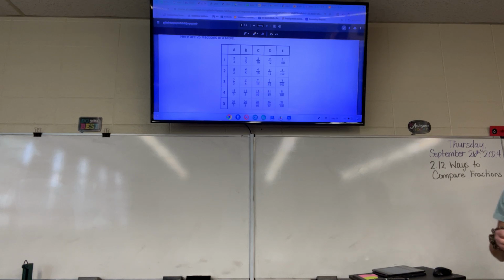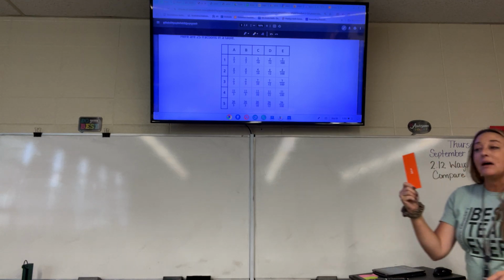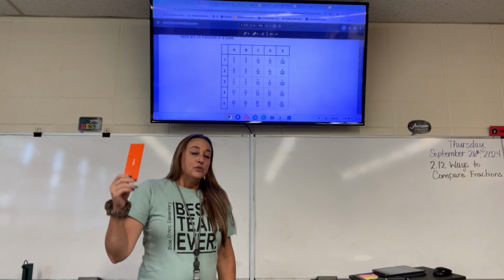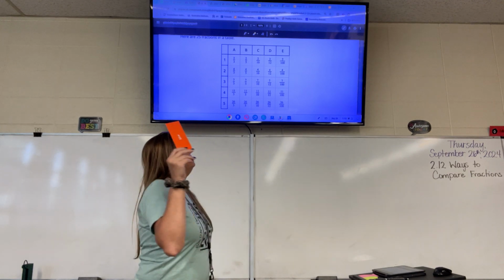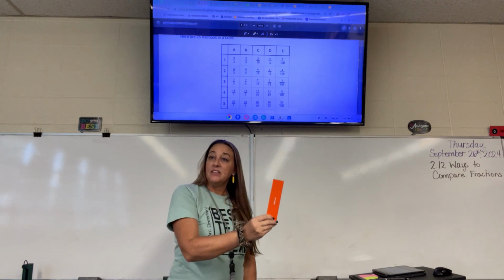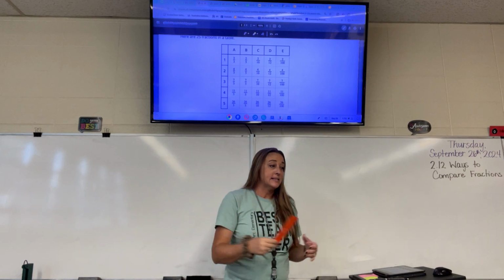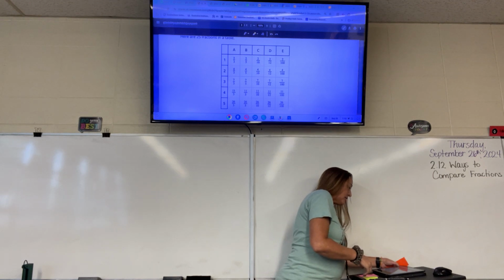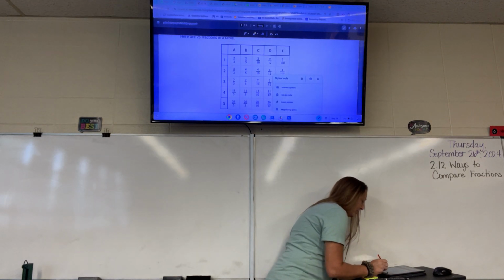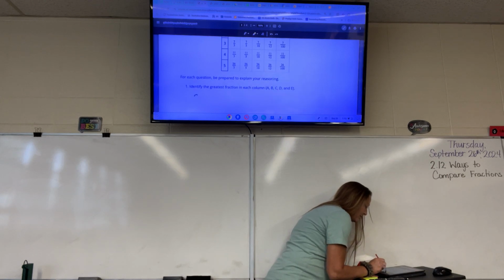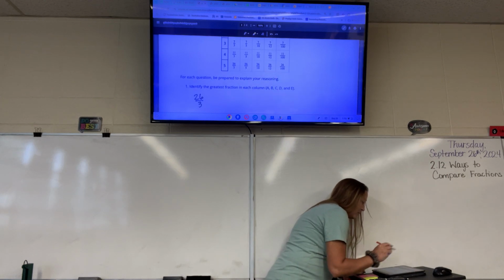26/3. Yes, because since they all have a 3 on the bottom, all of these are made up of these pieces. So we have 2 of these, then 4 of these, then 7 of these, then 11 of these, then 26 of these. So clearly 26 is the biggest. Zerelda, you can give yourself a point on your sticky note. Okay, perfect. So we're going to write that down. Our first fraction under number 1 is 26/3.